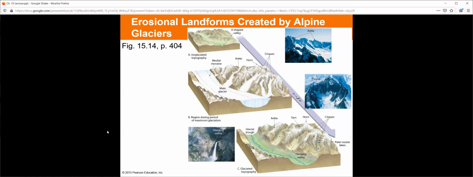We can see a lot of vocabulary words in these images: arête, tarn, horn, cirques. I don't really know how to pronounce that C one, sorry. And these are all due to the massive force of the push of the ice of the glacier.